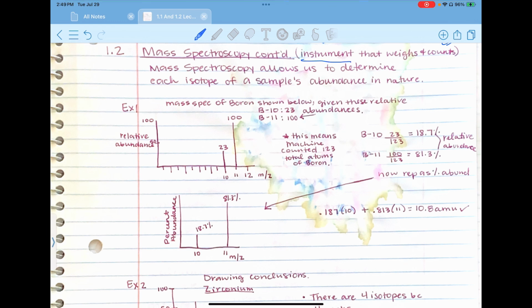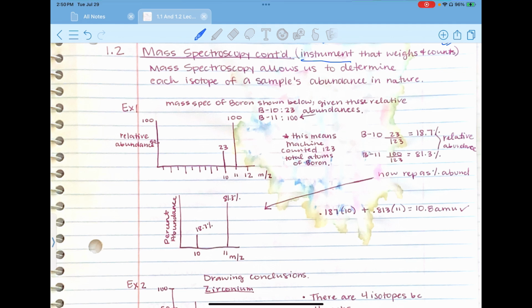They're also very expensive. So the spectrometer is an instrument that weighs and counts. So it counts how many carbons, for example, and weighs the masses of those carbons present. So this allows us to determine every single isotope, right, that we see and the abundance of those isotopes.